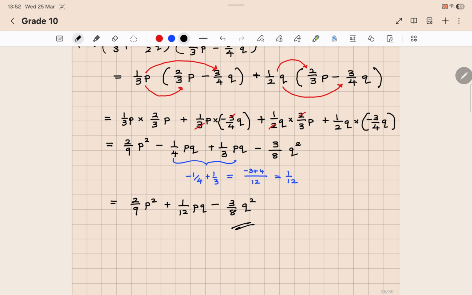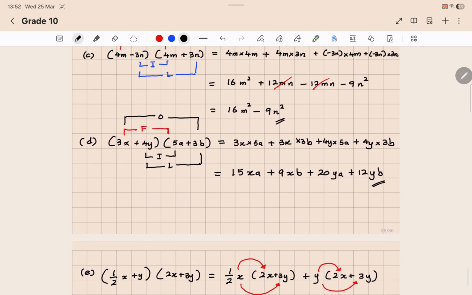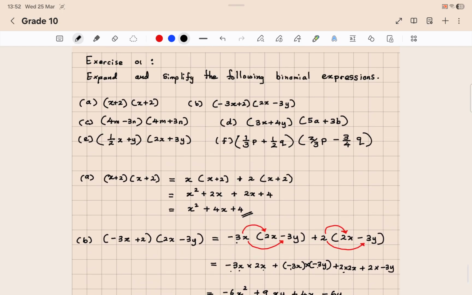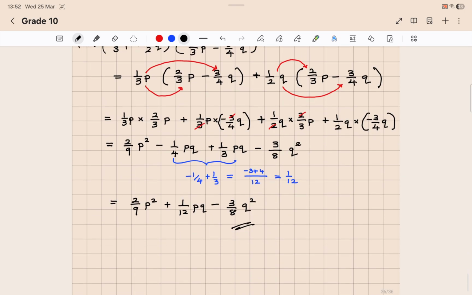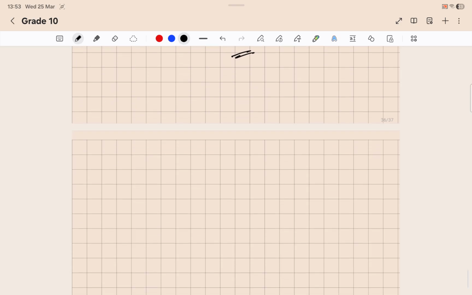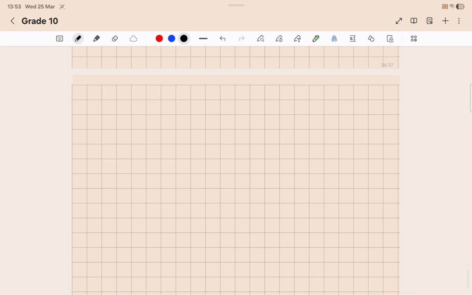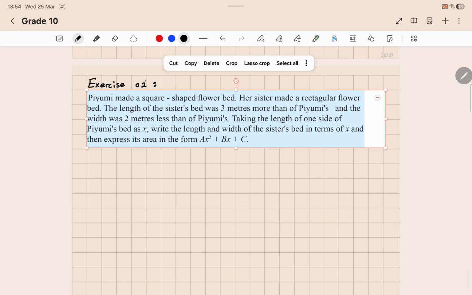Right. So either use the normal method or the FOIL method. You can do these question types using both methods. Right. We'll do another question. Right, let's look at this exercise.